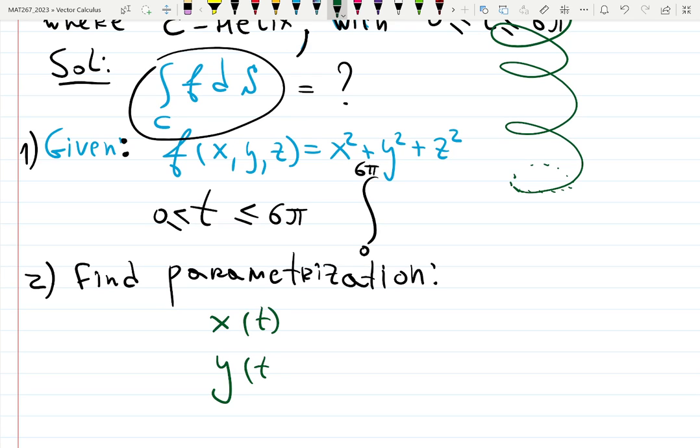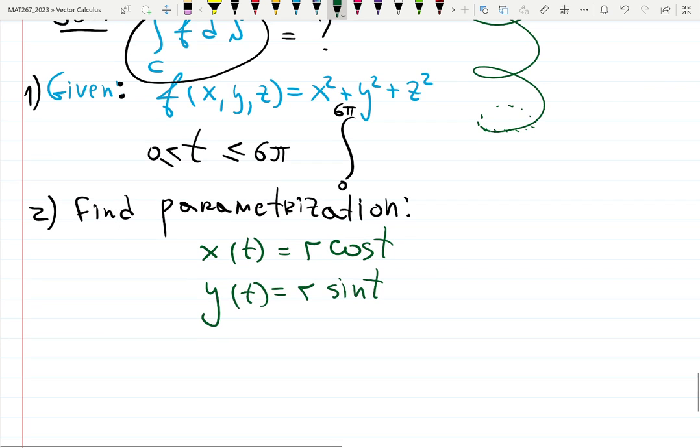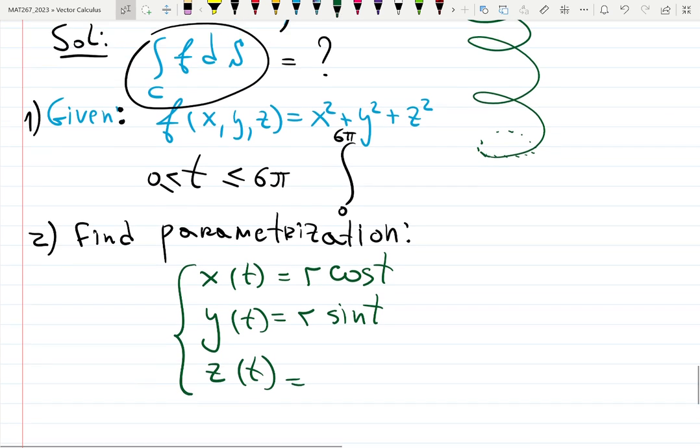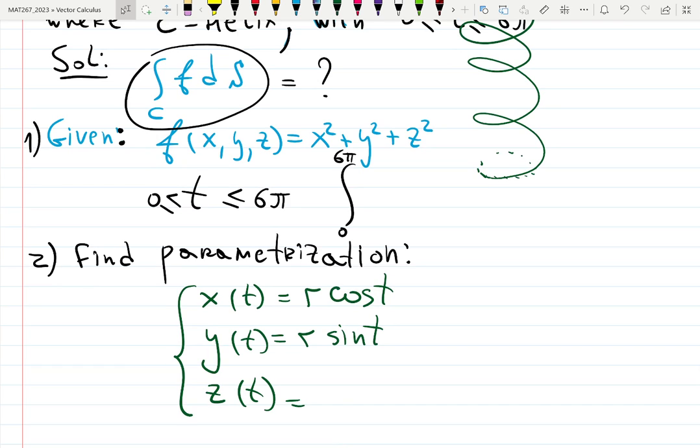x of t and y of t will be r cosine t and r sine t with some radius, and we don't know the radius. It can be big and can be small. Maybe it doesn't matter. We will see right now. Maybe it will cancel out somehow nicely. But then this is in 2D. What is happening with z? I will give you a hint.